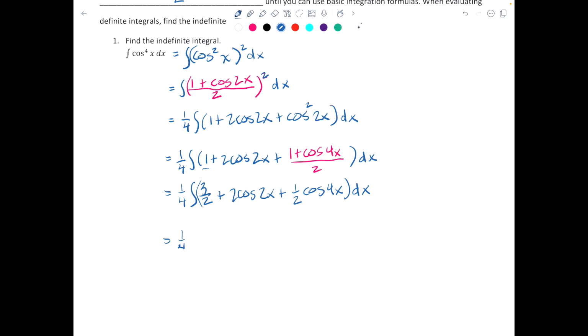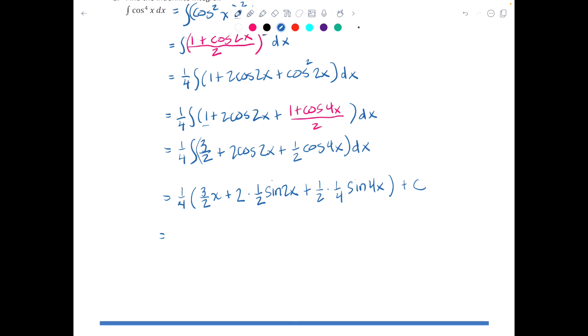This is going to be 1/4 times, we'll get 3/2 x, now I'm integrating, plus I have a cosine at 2x, right? And so I'm going to be dividing by 2. So I have 2 times 1/2 sine at 2x when I do the integration. And then plus, again, I need to have a 4 handy. So I need to divide by 4, or multiply by 1/4. So I'll have 1/2 times 1/4 times sine at 4x plus our constant of integration.